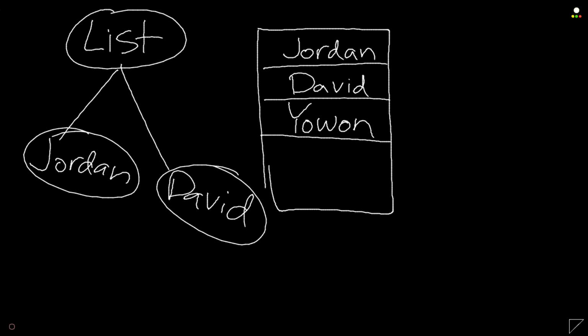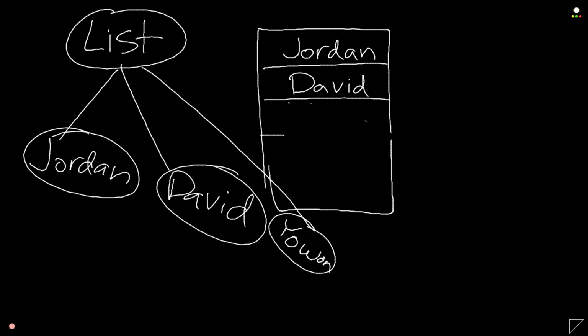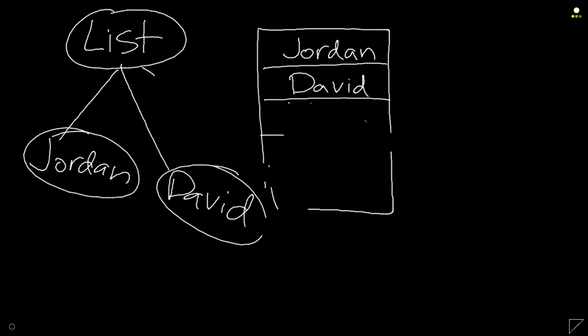And so React can see, oh, Jordan, David, easy. Let's just add Yohan. In this example, it's fairly easy to tell that we just added somebody to the bottom of the list because the top two stayed the same. But say rather than adding Yohan to the bottom of the list, we actually added him to the top of the list.